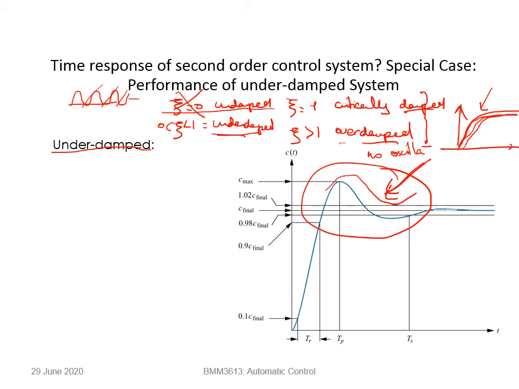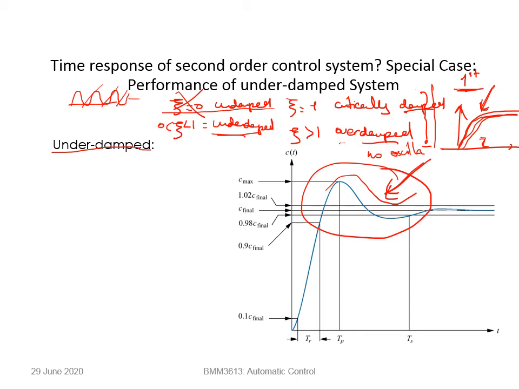So a system without oscillation resembles a first order system, right? So if we want to evaluate the criteria of performance of a critically damped system and an overdamped system, it can be done using the performance indicators of a first order system. What are those? Those are the time response and the time constant, just like in first order time response.